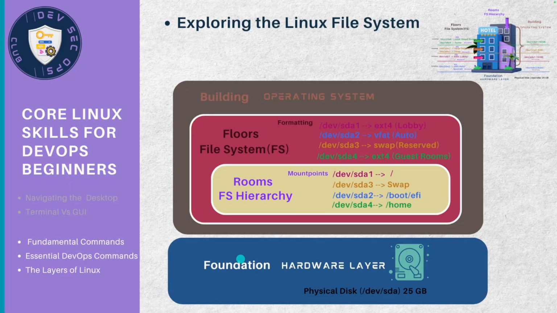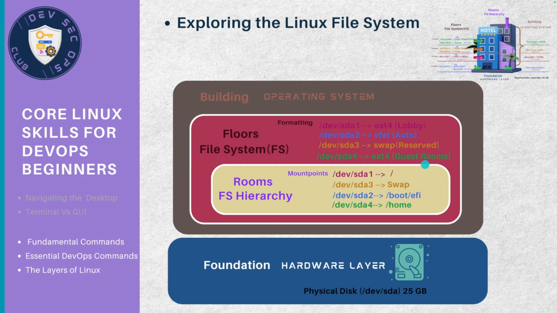Here the foundation layer is our hardware layer, right? Next after that is the building. In the building we have floors, so floors are our file systems. And inside the file system we have rooms, and rooms are part of the file system hierarchy, right?